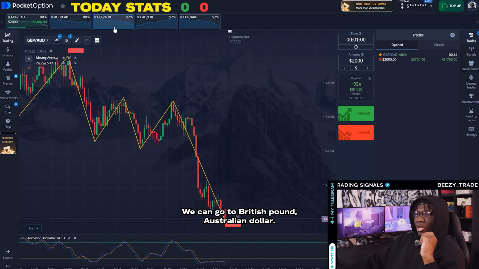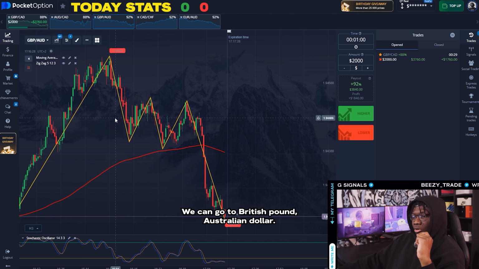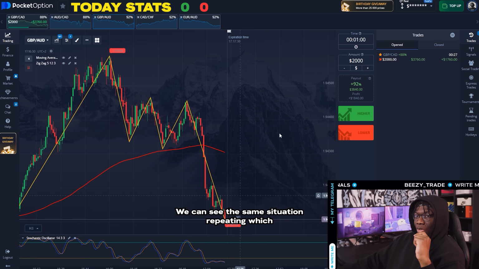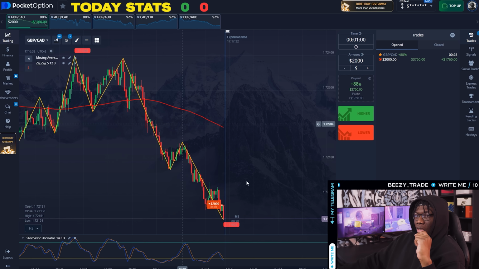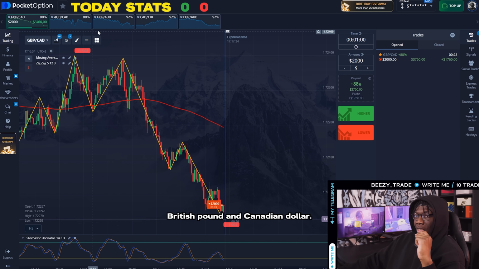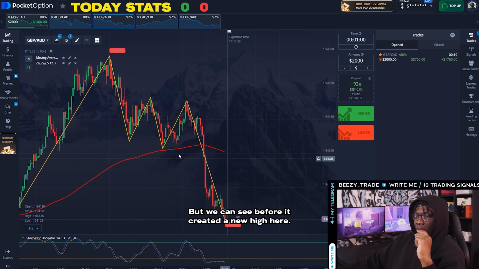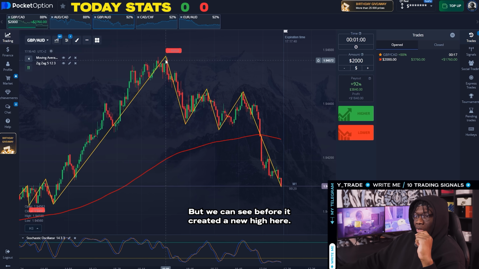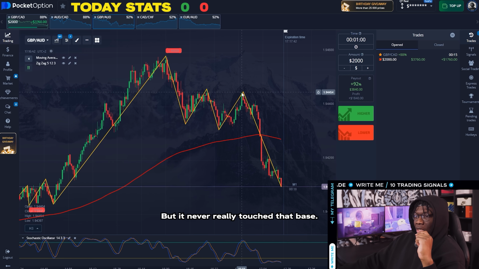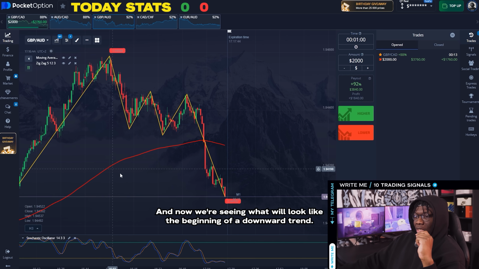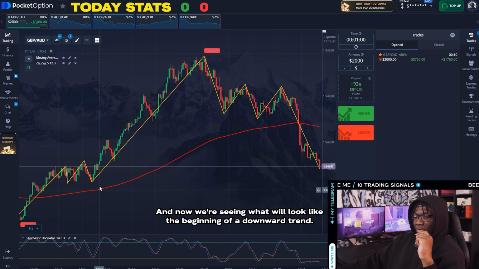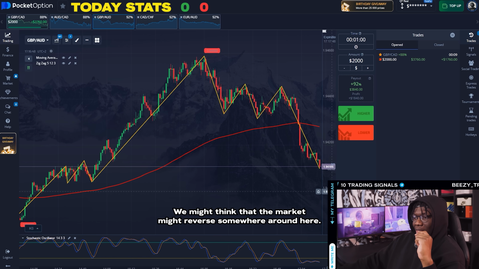We can move on. We can go to British pound, Australian dollar. We can see the same situation repeating as with British pound and Canadian dollar. We can see also a downtrend, and before it created a new high here, but it never really touched that base. Now we're seeing what looks like the beginning of a downward trend. We might think that the market might reverse somewhere around here.